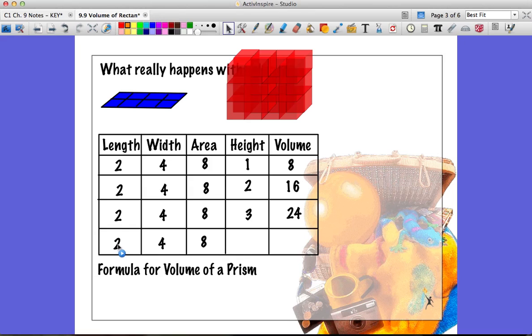So my area is always the same, so I always find the area of that bottom base, and then I multiply it by however many layers I have. So if I have 4 layers, I take that area of 8, and I multiply it by 4, and I get 32. So if we take a look at this, this tells us that the formula for volume of a prism is the area of the base times the height of the shape. So the area of that base times the height of your shape.